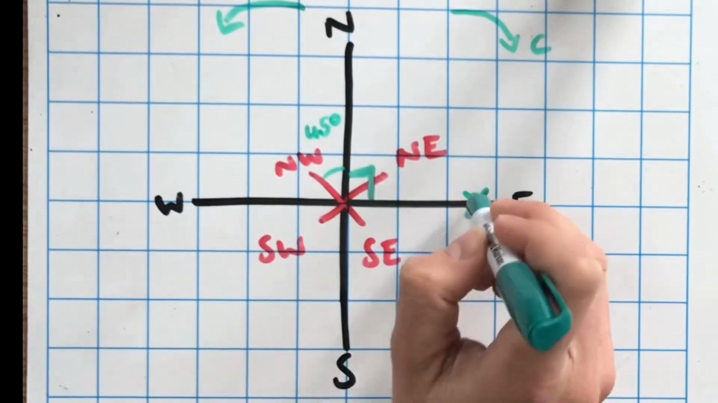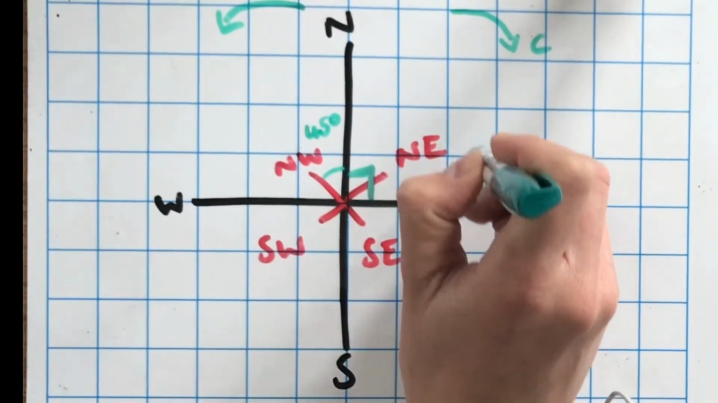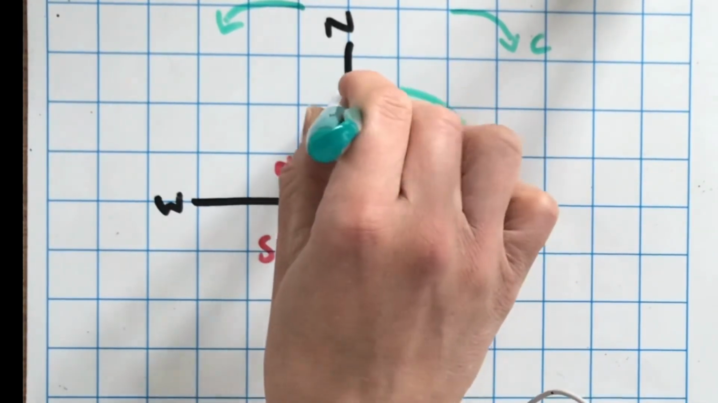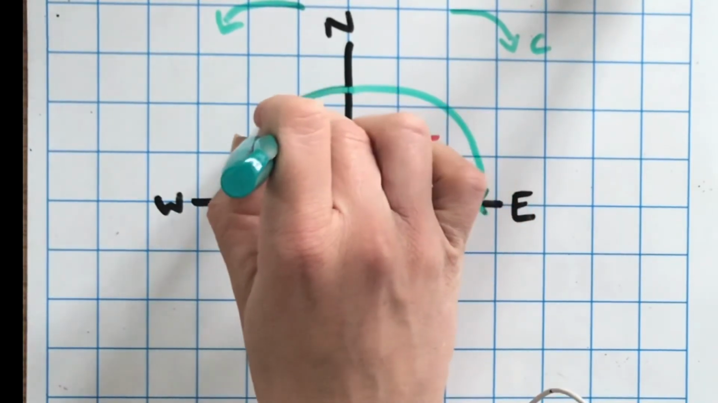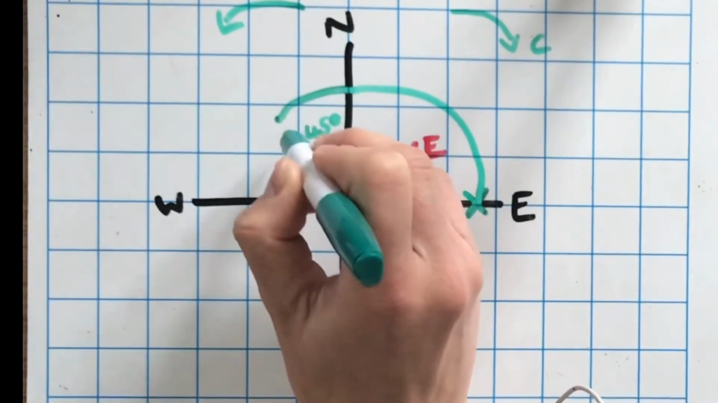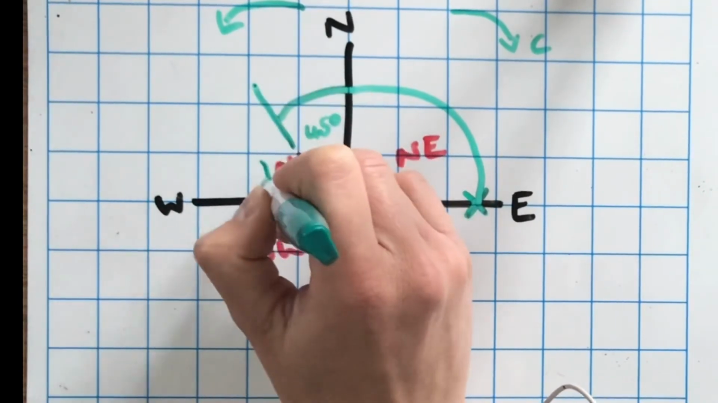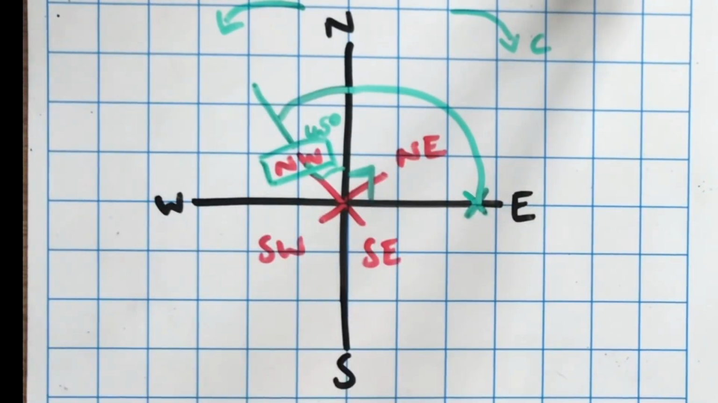So what you're going to do is turn from here, anti-clockwise. You're going to turn through 90 degrees. Another 45 degrees is going to give you a total of 135 degrees. So you're going to be facing northwest.